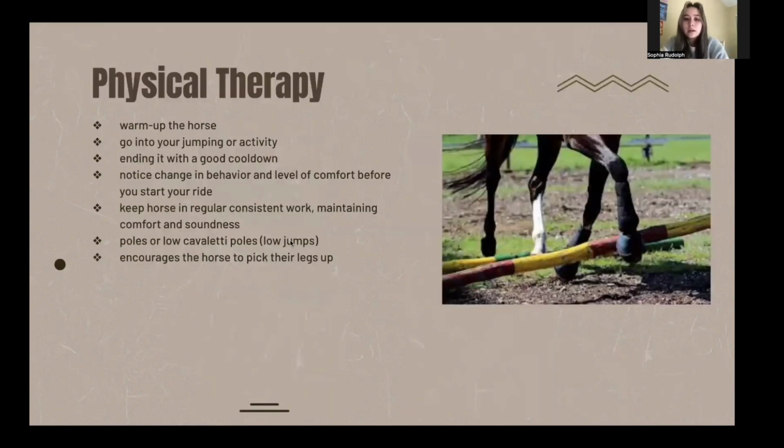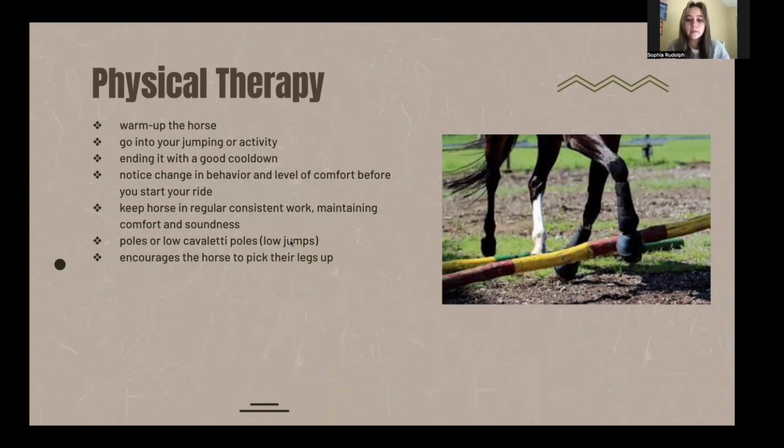So now we'll be talking about the different treatments that can be provided. So first is physical therapy. You should warm up the horse, first walking around for 10 minutes and then trotting for 7 minutes both ways and cantering both directions. Then you can go into your jump activity, ending it with a good cool down of walking around until the horse stops breathing so heavily.